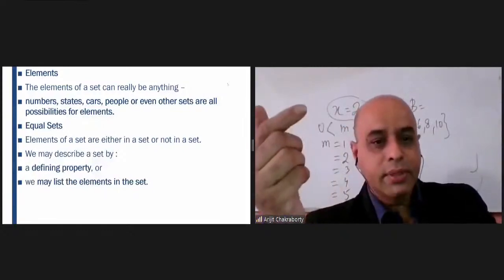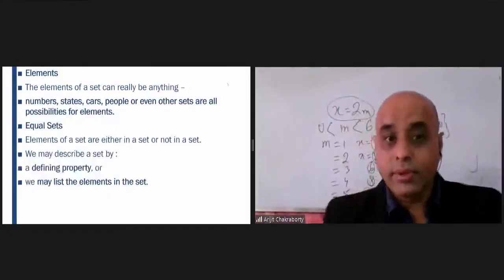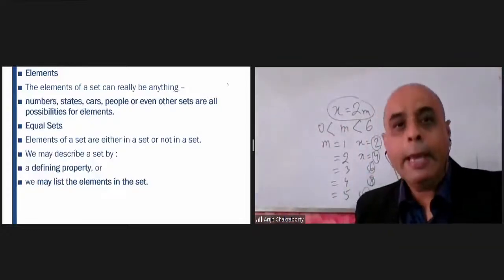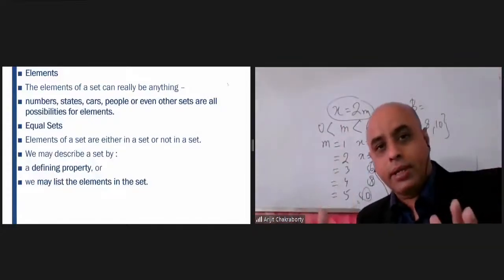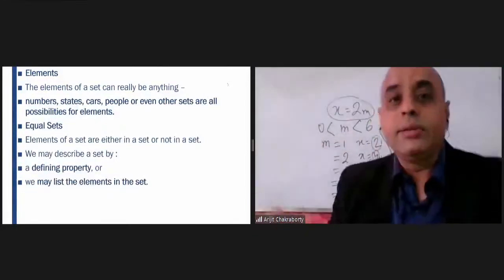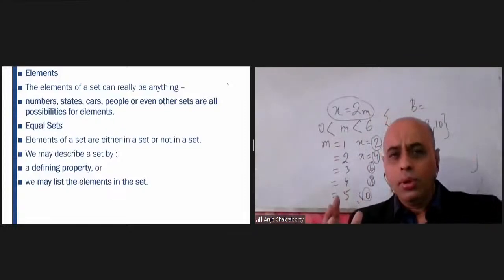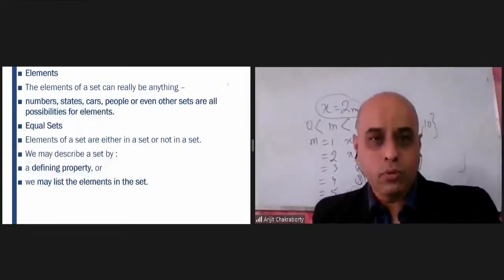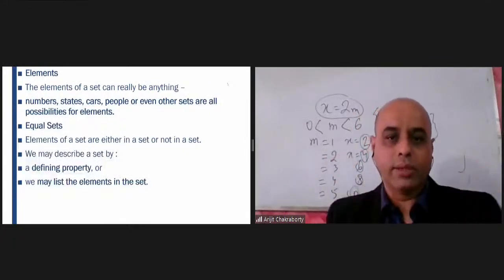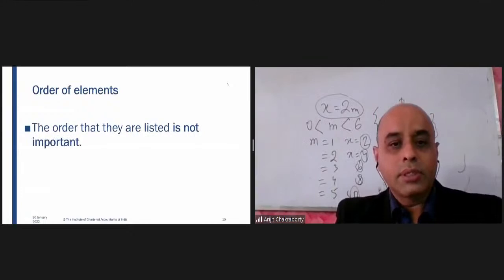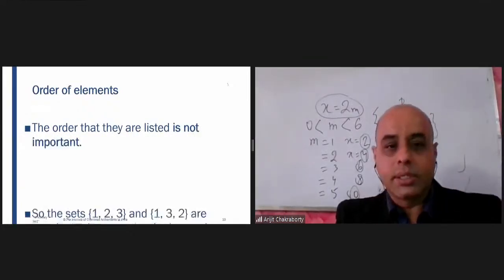And the set builder method means when we define the property. For example, we wrote here that x is equal to 2m, and m can take any value more than 0 and less than 6. That is where we are defining the property. From this relationship, from this property, you know what the possible values of x could be. Now please note that the order in which they are listed is not important.